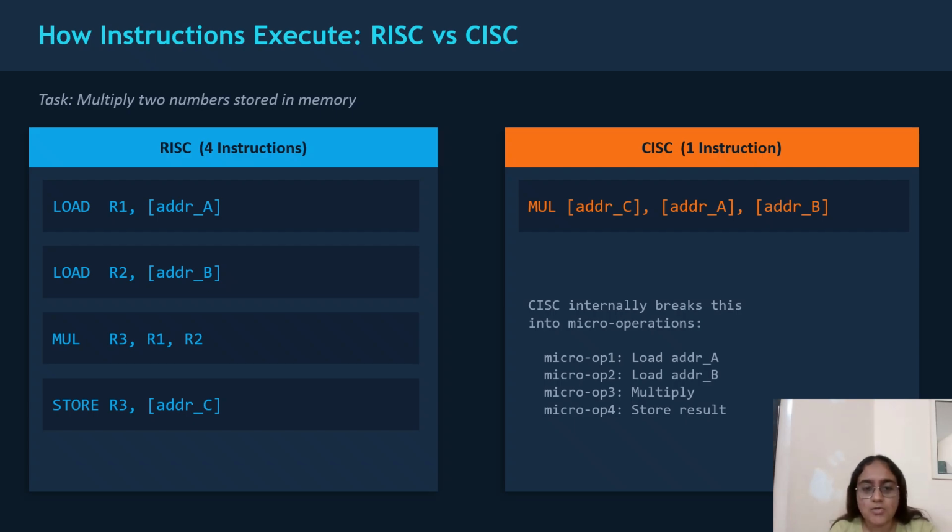While in CISC, you just write one single instruction instead of four: multiply address C equals address A times address B. That's it. One line, but here is the catch. Internally, the CISC processor still breaks this into the same four micro operations using its microcode layer. The programmer writes less, but the hardware works just as hard underneath. This perfectly sums up the core difference. RISC keeps the hardware simple and lets the software handle the complexity, while CISC hides the complexity inside the hardware to make the code shorter.